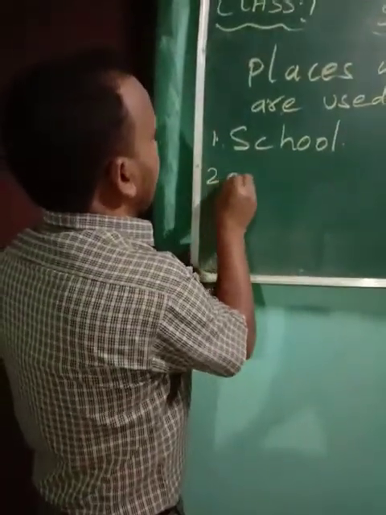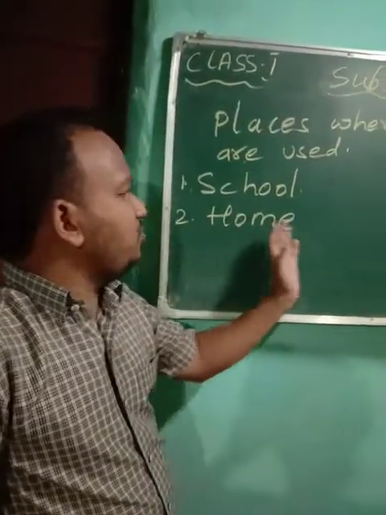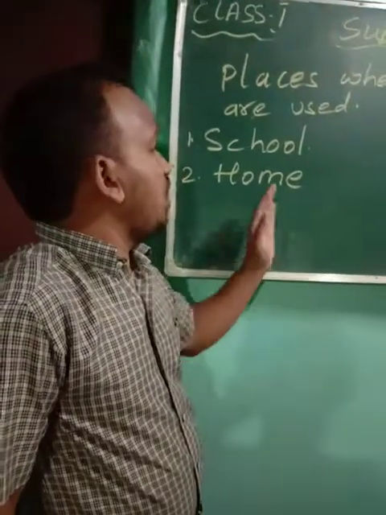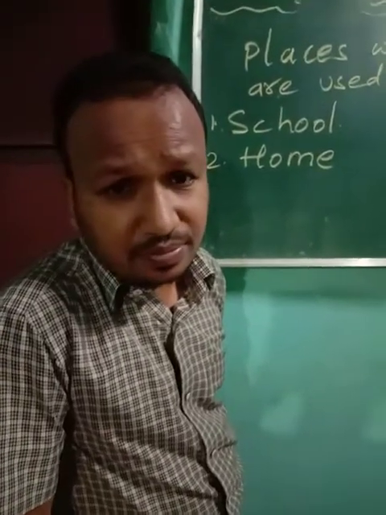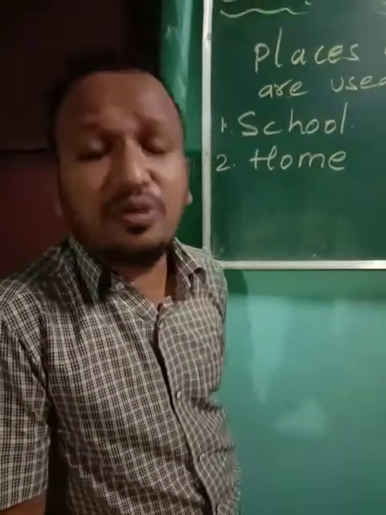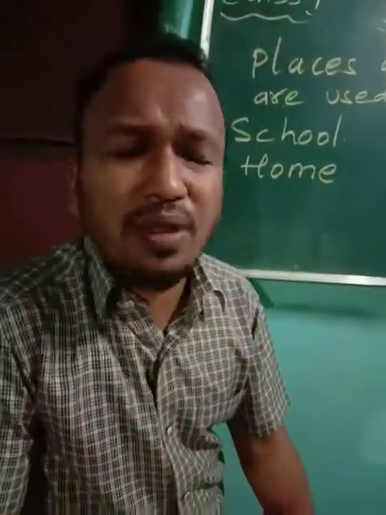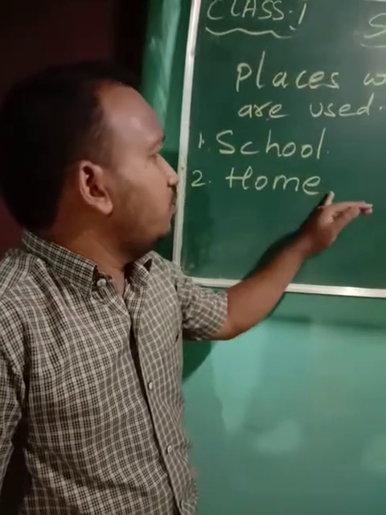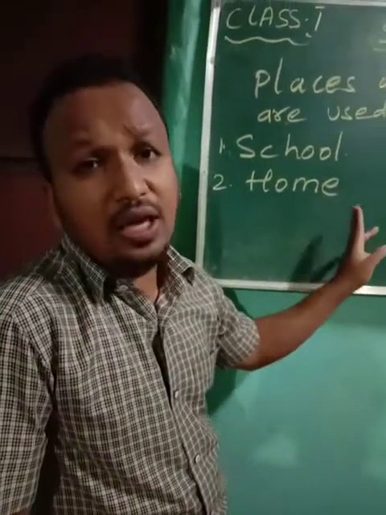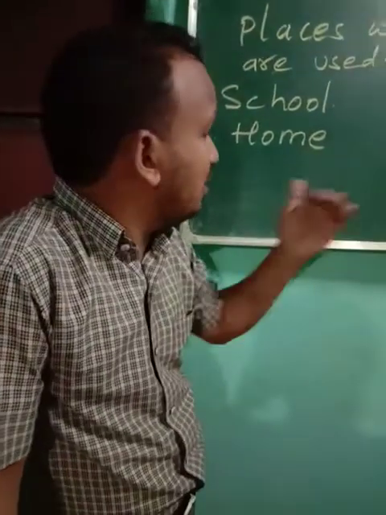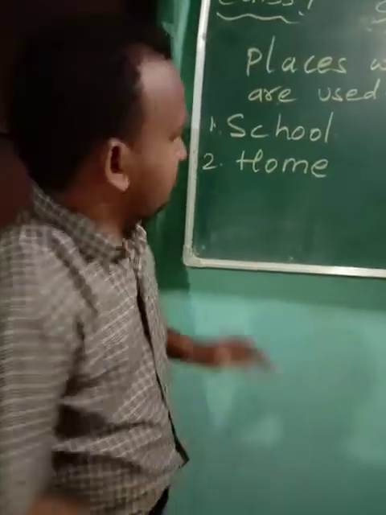Next, at home. Children, at home also we can use a computer for different purposes. For example, you can do your homework. When you're free, you can listen to music, you can play games, and so on. You can do many things on a computer at home. If anyone doesn't know how to use a computer, they can learn how to use it.